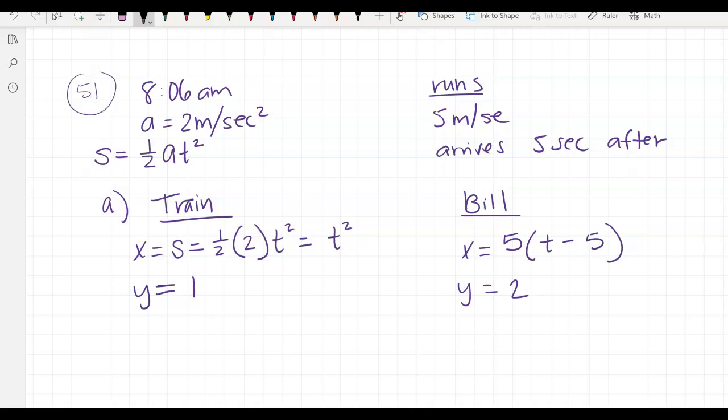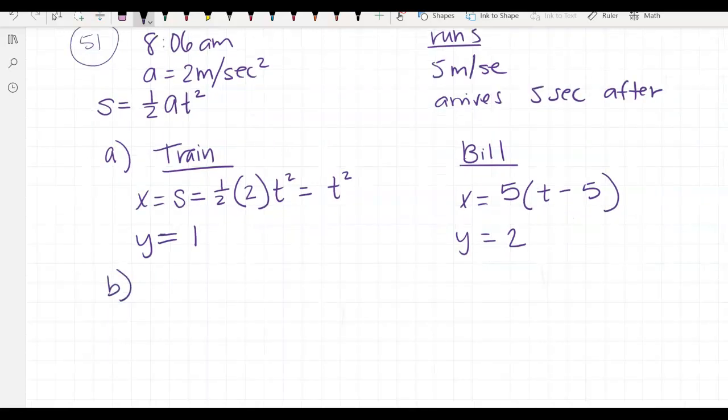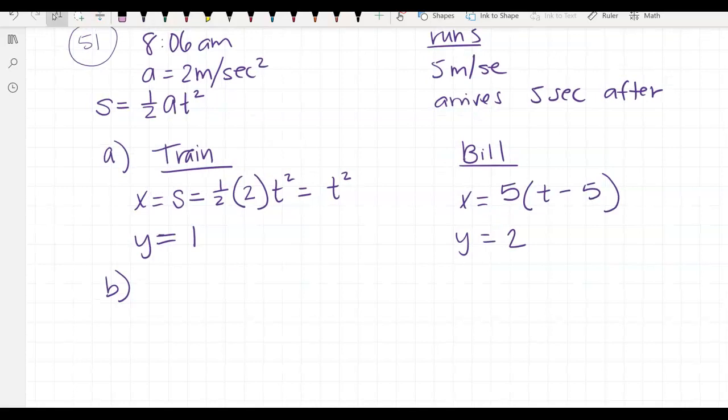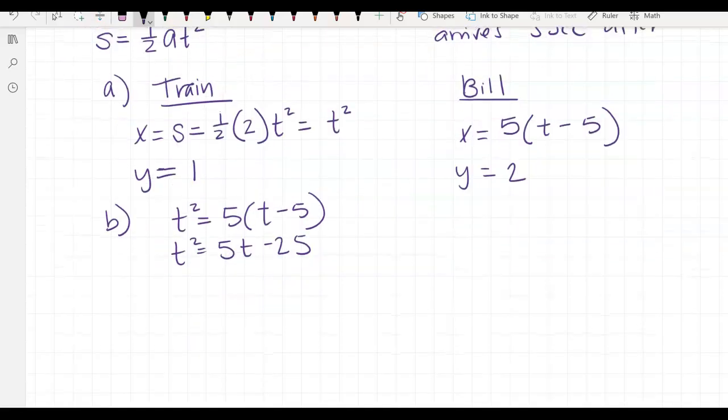All right, part B, Allie, what does it say? Determine algebraically whether Bill will catch the train. To determine algebraically, we will set the two locations to be identical. Then we are going to distribute. After we distribute, we are going to move it over and set it equal to 0 because it says use algebra. All right, Allie, we can't factor. So if we can't factor, what would you like to do?